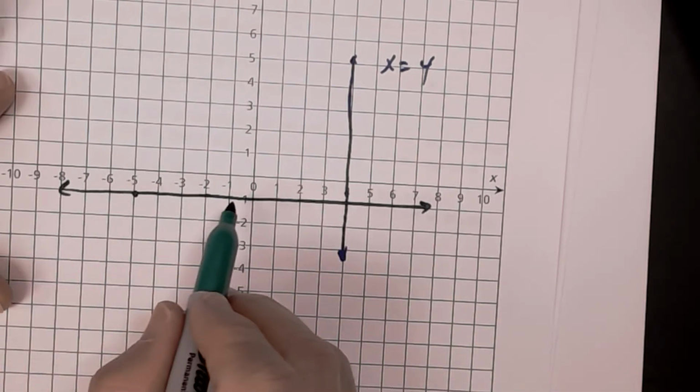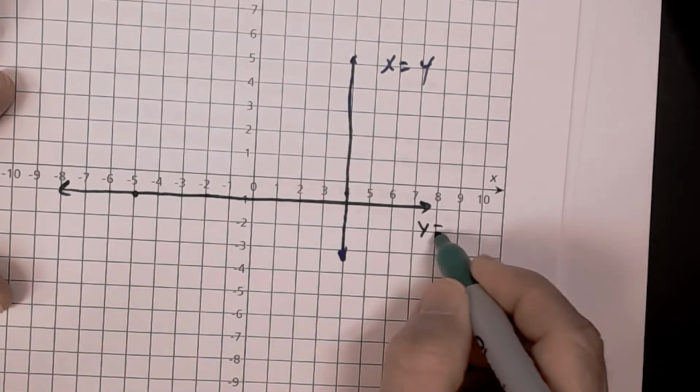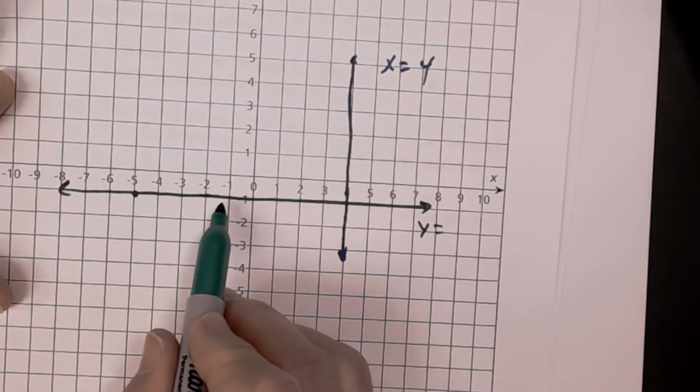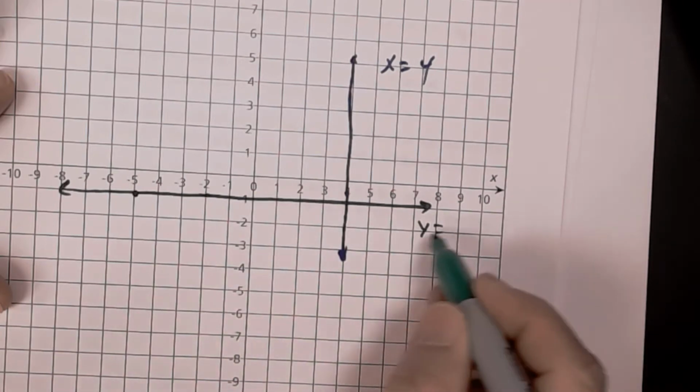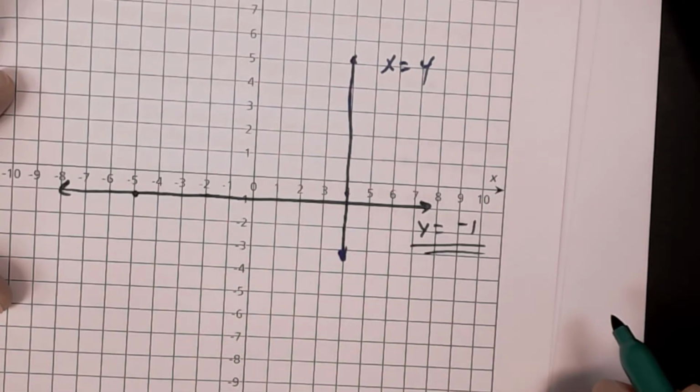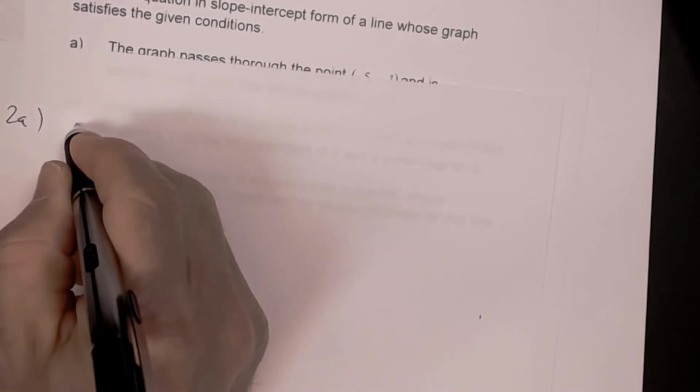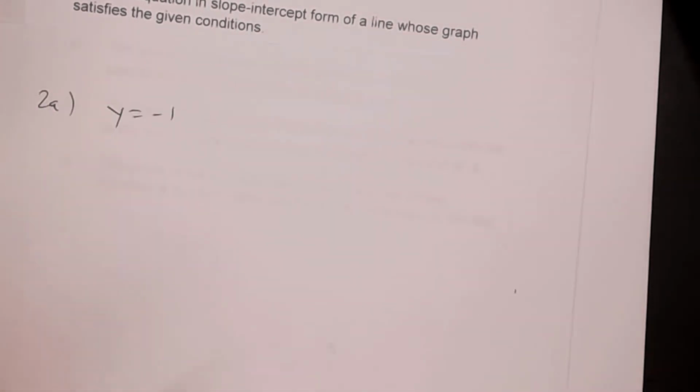And so what's the equation of a horizontal line? The equation of a horizontal line is always y equals a number. And what's the y value on this line? Where does the graph cross the y-axis? At -1. So y equals -1. And so there's your answer. The answer to A is y equals -1.